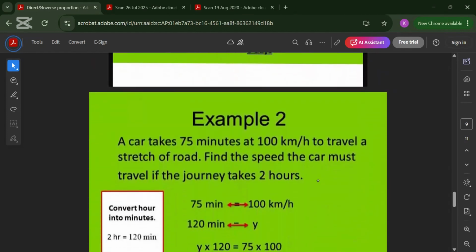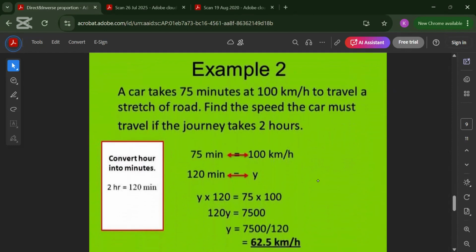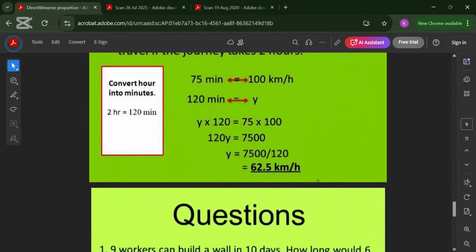Okay, there is another example here. You remember there was a question in direct proportion where we converted to get the same unit. So here also, check out, 2 hours is given, so we have converted it into minutes because the first quantity was in minutes, 75 minutes, so we cannot write hours below the minutes. We need to change those 2 hours into 120 minutes. How 120 minutes? Because 1 hour is equal to 60 minutes, so 2 hours will be 120 minutes.